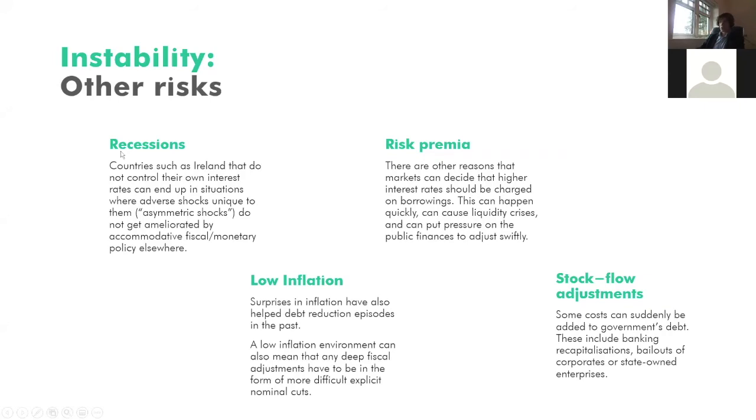And then there are other risks, as well as the uncertainty around I minus G and the uncertainty around the primary balances you run. We also know that there are other factors like recessions or asymmetric shocks.